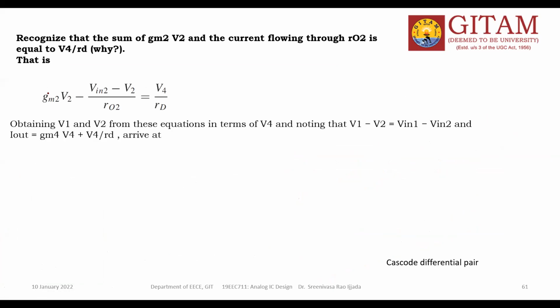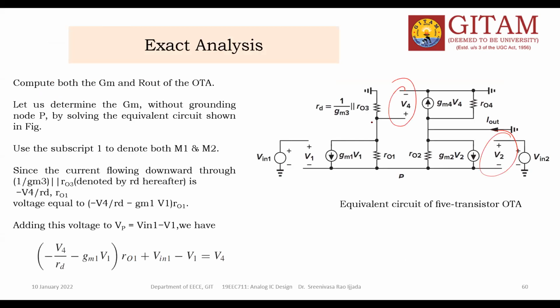So recognize that the sum of GM2 V2 and the current flowing through R02 is equal to V4 by RD. What is it saying? GM2 V2 minus Vin2 minus V2 by R02 is equal to V4 by RD. GM is nothing but current by voltage. So minus Vin2 minus V2. What is V2? V2 is here, V4 is here, V1 is here.